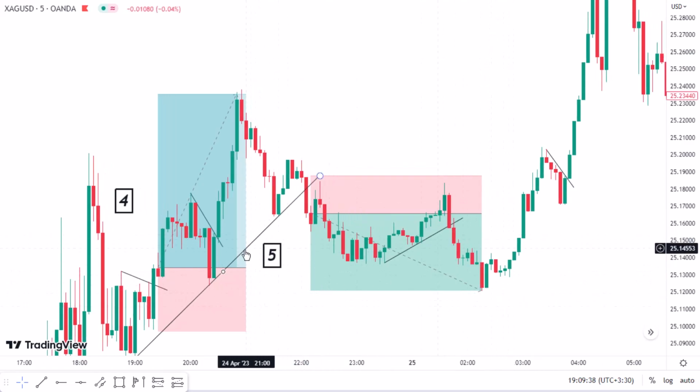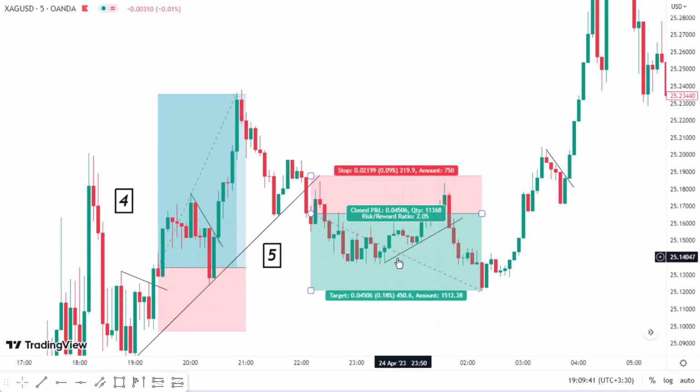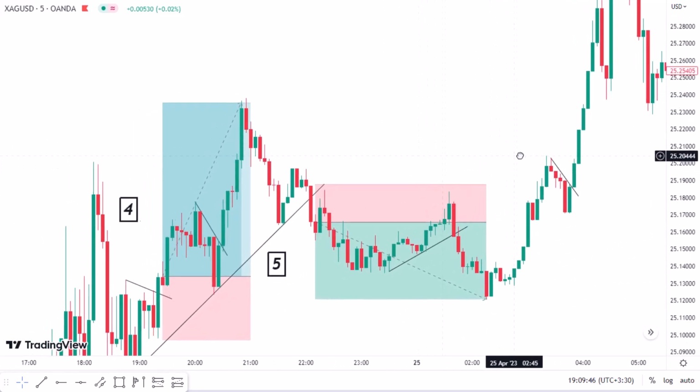And also, if we have missed this one, we could enter a sell position with the break of this trend line here and get our reward.